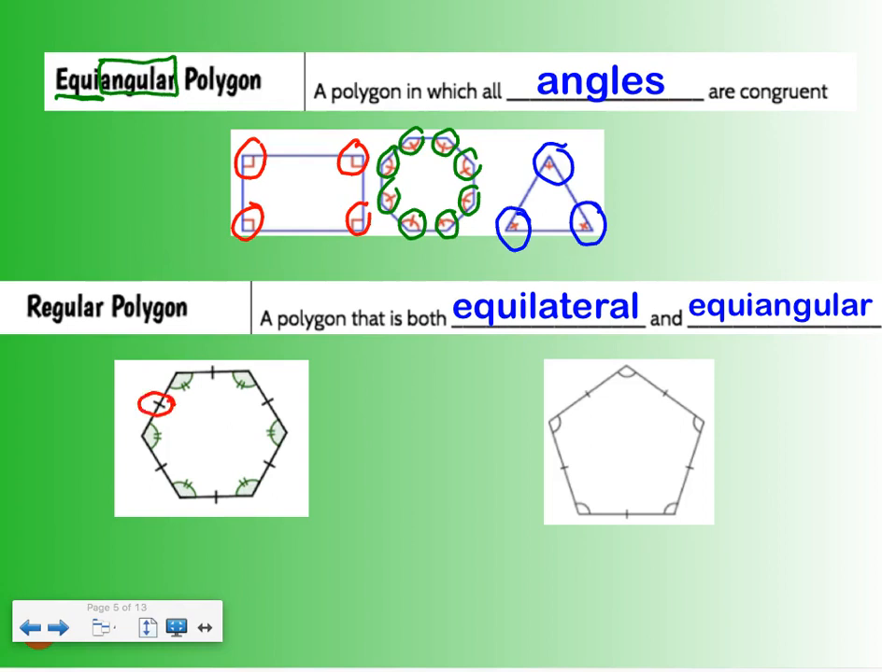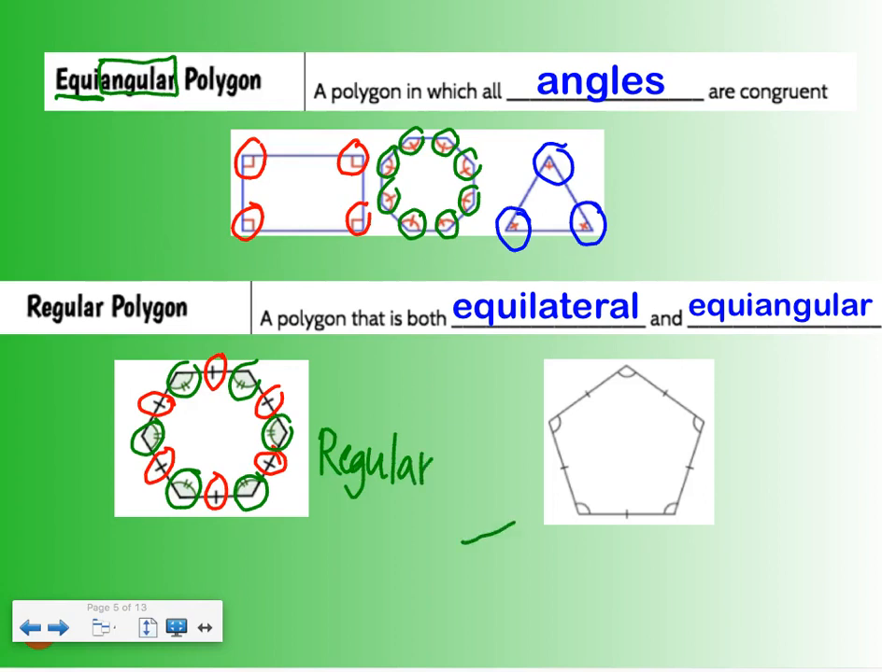If we notice here, I have tick marks, and if it helps you to circle them all so you know, yep, my sides check out, it's equilateral. Then I'm going to go around and check my angles. They all have the same marking, telling me yes, it's equiangular, so it would be regular. Same thing in this one over here. All my angles check out, all my sides are equal, then it is regular. Okay, so equilateral, equal sides; equiangular, equal angles. If it's both of them, it's regular.